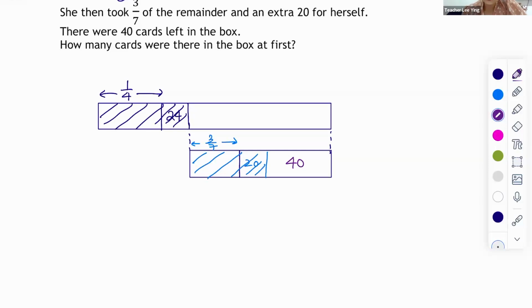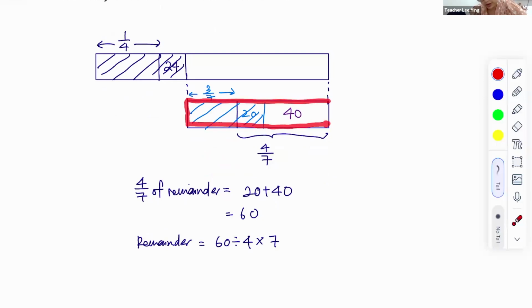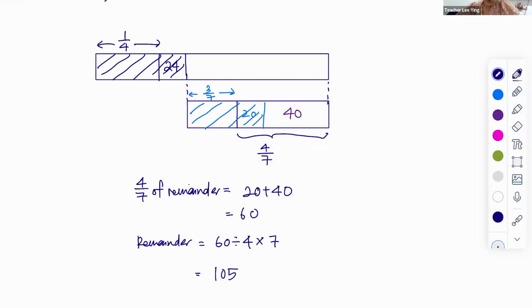So by looking at this, we can now work back. She has 40 cards left in the box. We can figure out that this is 4/7 of the remainder. So 4/7 of the remainder is going to be 60. Then we can find out what the remainder is, because it's 60 divided by 4 multiplied by 7, right? Because this whole thing over here is 7 units of the remainder. So when we calculate that out, we get 105. I'm going to input that over here. Okay, so this 105 is the same as this 105.